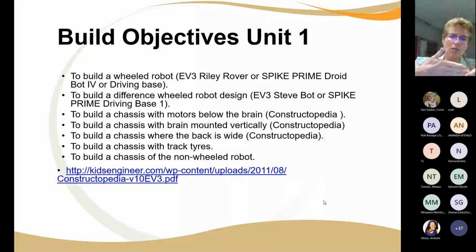Otherwise it's turned on its sides. The Constructopedia is currently for the EV3, but I'm sure a Spike Prime Constructopedia will come out soon. But it's a good source of information. Then when you're done with wheeled, you have track tires and see whether it changes. And then of course you build a non-wheeled robot.